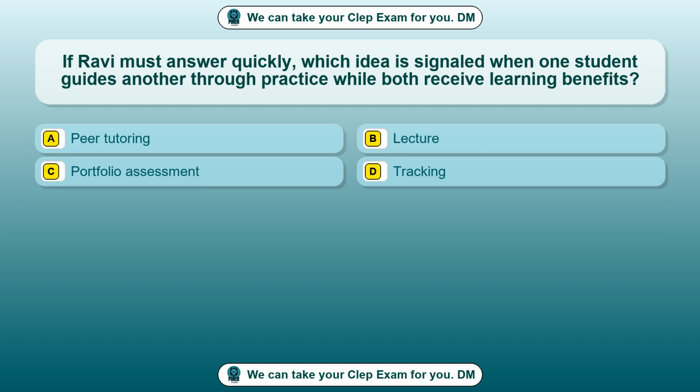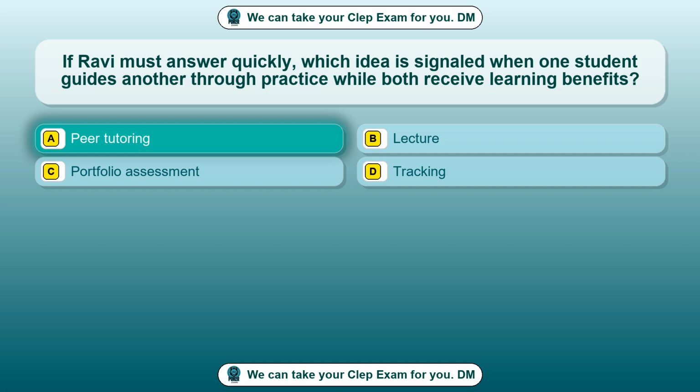Question 80. If Ravi must answer quickly, which idea is signaled when one student guides another through practice while both receive learning benefits? Option A, peer tutoring. Option B, lecture. Option C, portfolio assessment. Option D, tracking. The correct answer is option A.